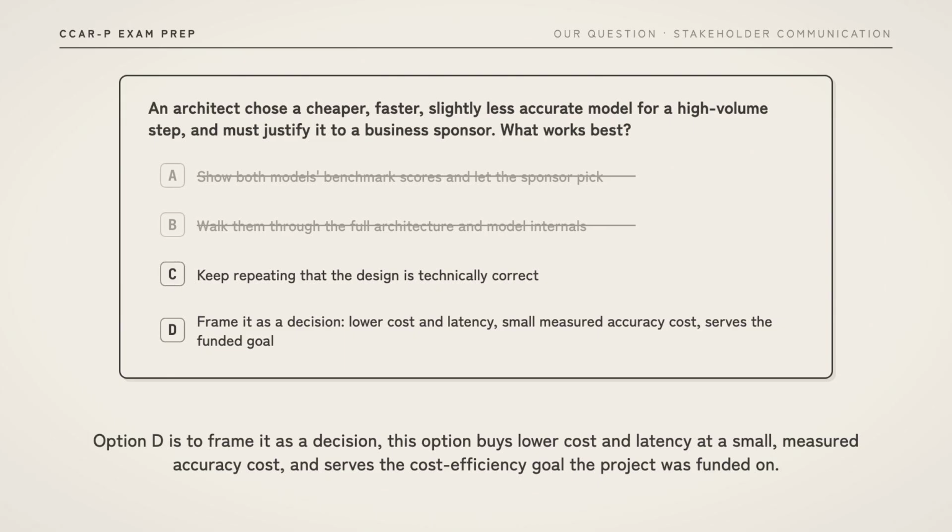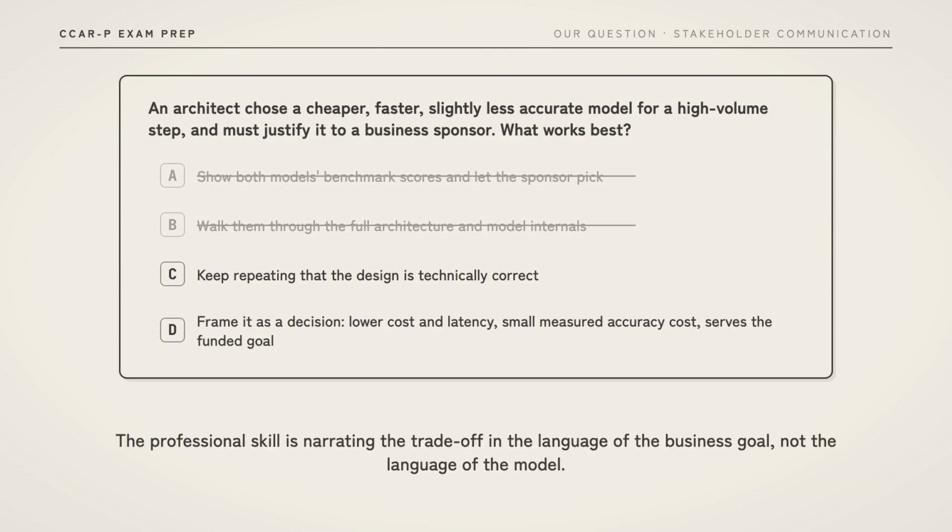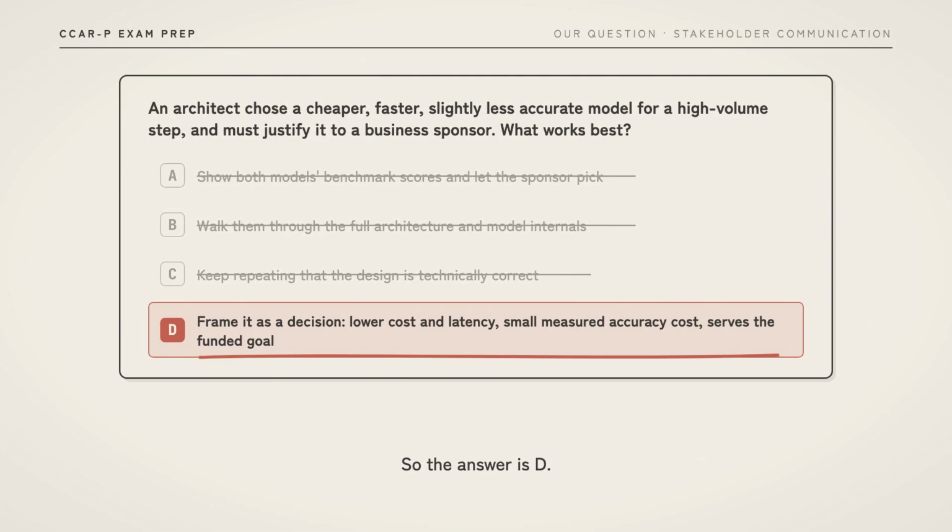This option buys lower cost and latency at a small measured accuracy cost and serves the cost efficiency goal the project was funded on. The professional skill is narrating the trade-off in the language of the business goal, not the language of the model. So the answer is D. Handing over raw scores dodges the decision.